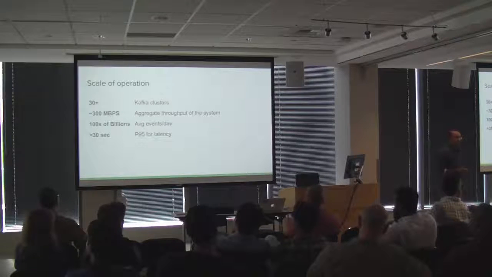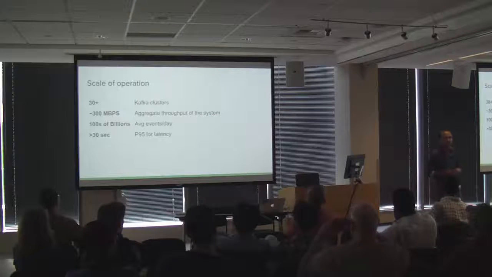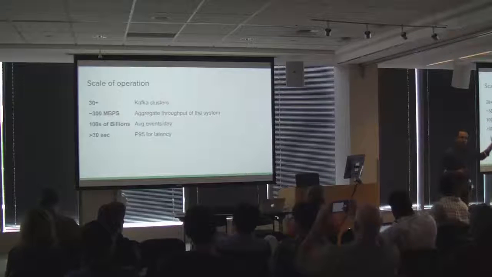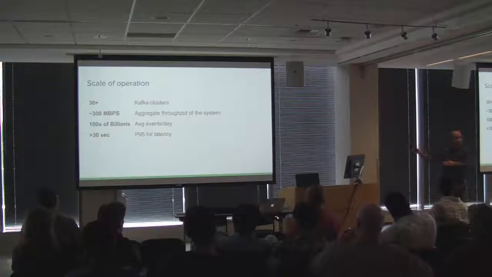I know Nathan mentioned they're doing 1 trillion plus events a day. We are not there yet, but I suspect within the next 18 months to 2 years, we'll probably hit that point. And our P95 for latency generally is around 30 seconds, and that includes network latency. So we measure latency from the time that you send the data to the first Kafka cluster, and then Mirror Maker picks it up, and then sends it across the network to the other Kafka cluster, and it's available for consumption.